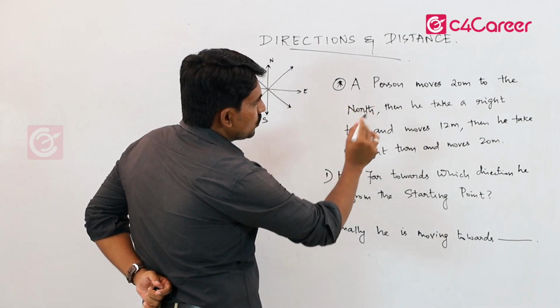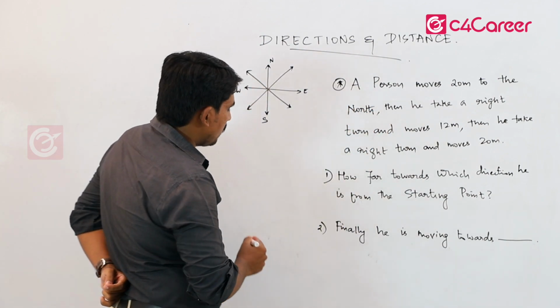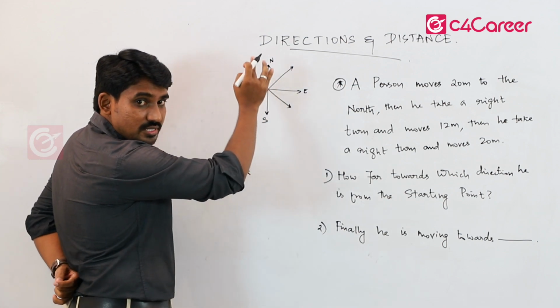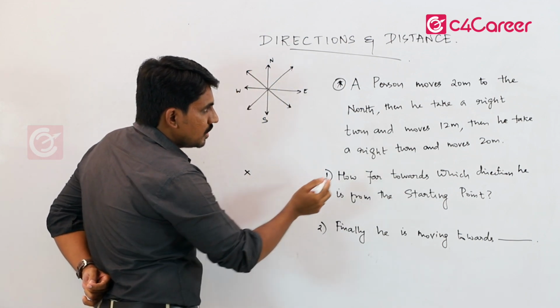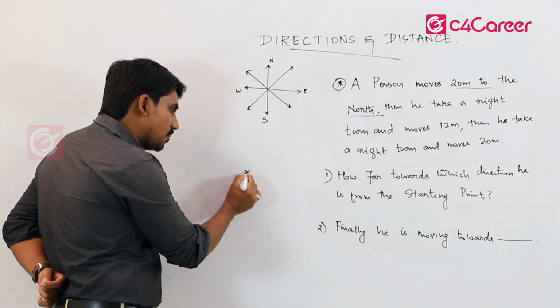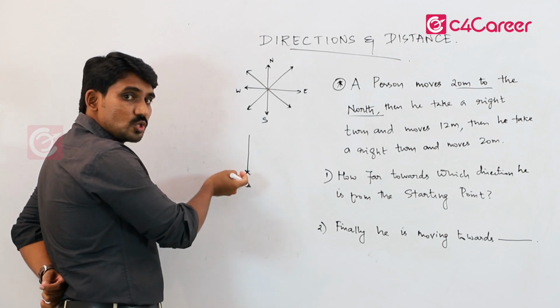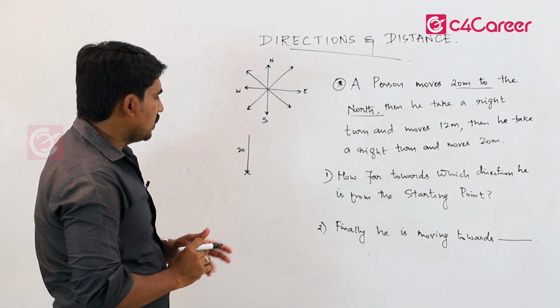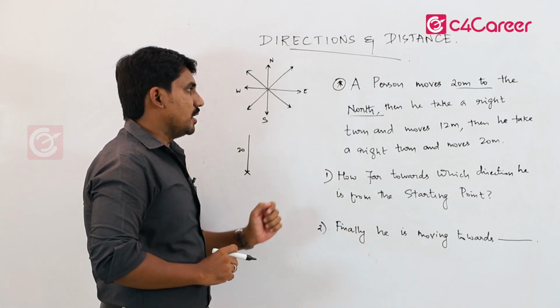A person moves 20 meter to the north, right? So take a starting point in the reference diagram. This is north. A person moves 20 meter to the north. That means from the starting point, draw a line towards north and just mark this as 20 meter.